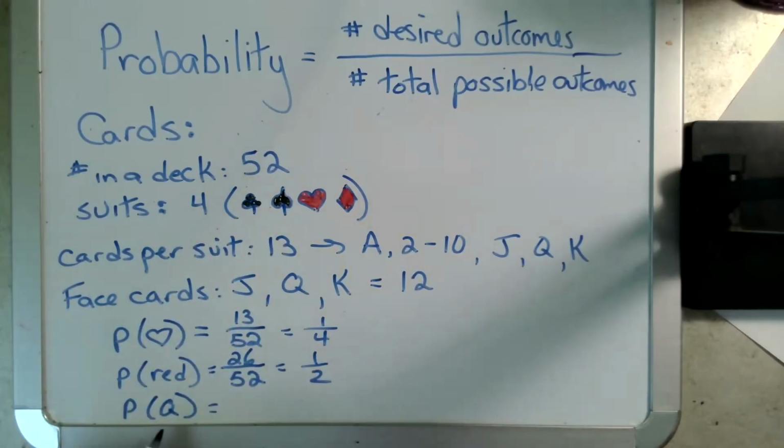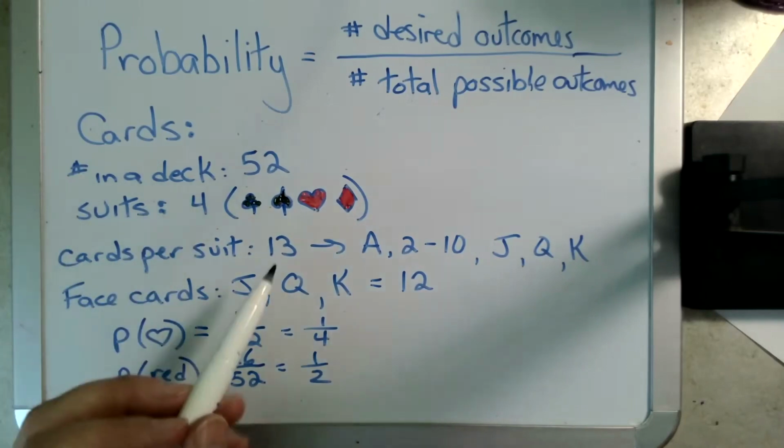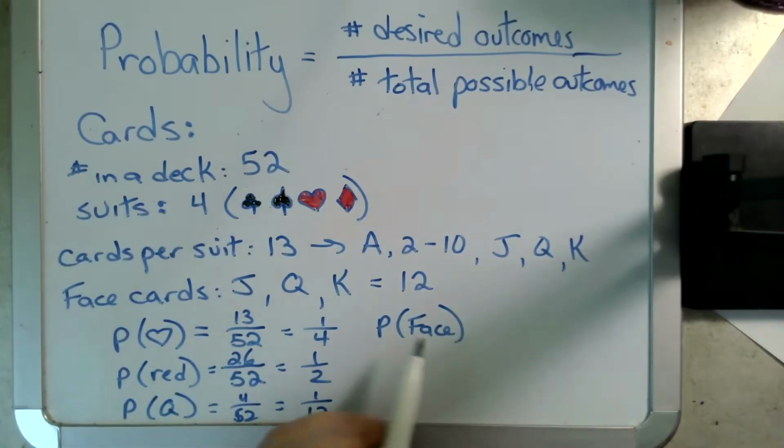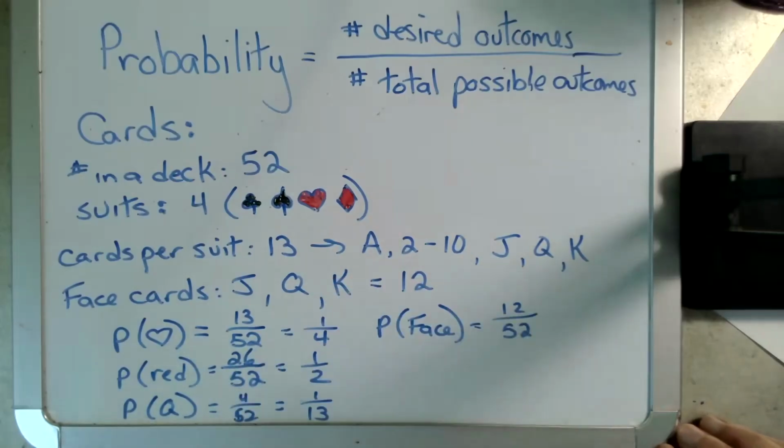How about the probability of drawing a queen? Well, we know that there are 4 suits, so that means there will be 4 different queens. That's 4 out of 52 or 1/13. How about the probability of a face card? Well, we said there were 12 face cards. So that's 12/52 or 3/13.